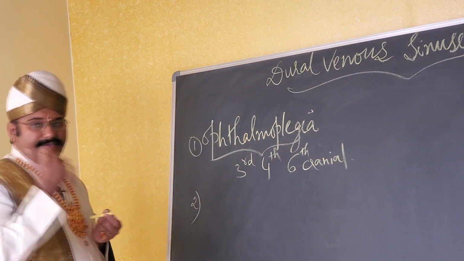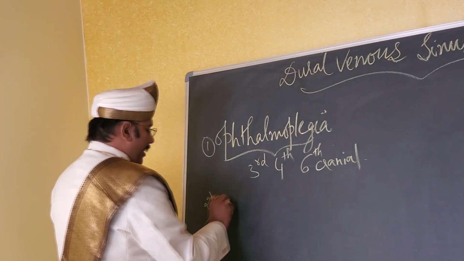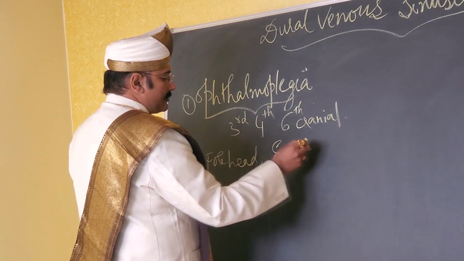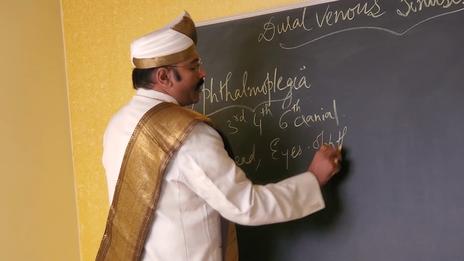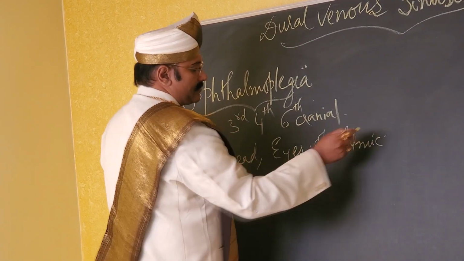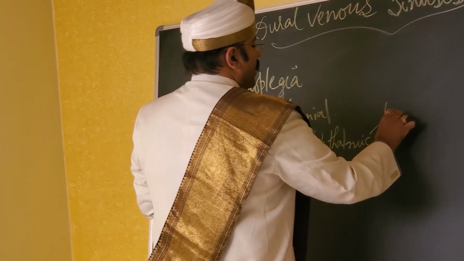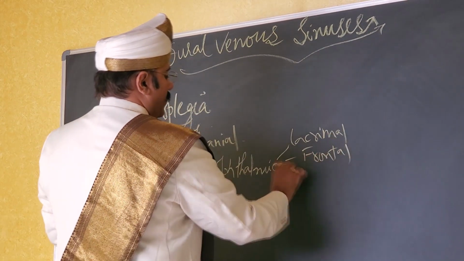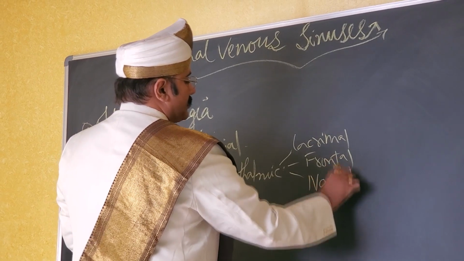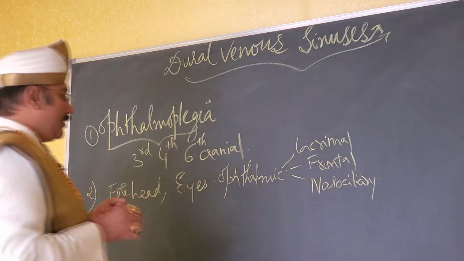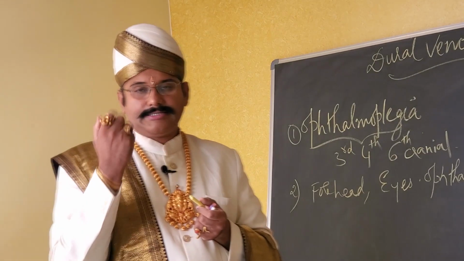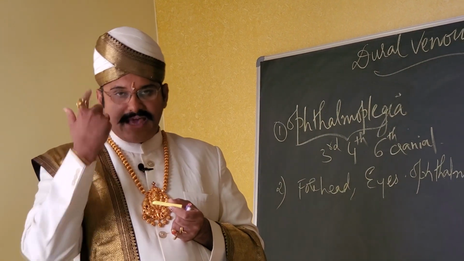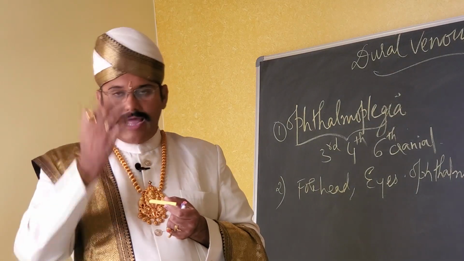Then there is severe pain in the region of forehead and eyes, because you see the ophthalmic nerve is having the branches. What are the branches of the ophthalmic nerve? They are lacrimal, frontal and nasociliary. So there is edema of the eyelids, there is edema at the root of the nose, edema of the cornea, severe pain in the region of the eye and in the region of forehead.